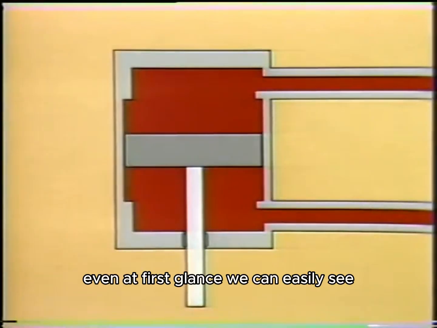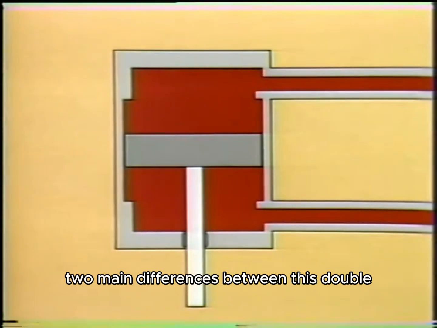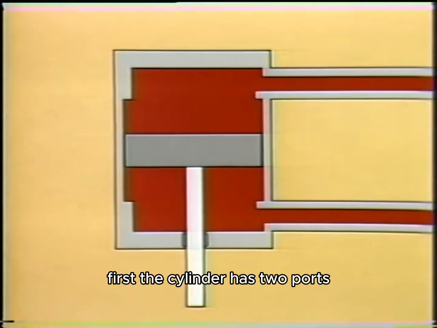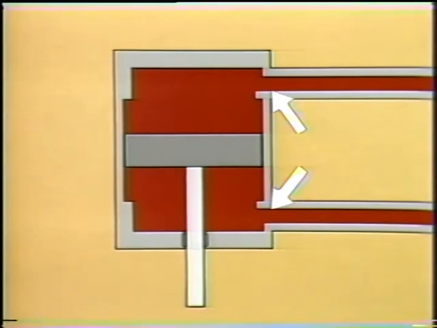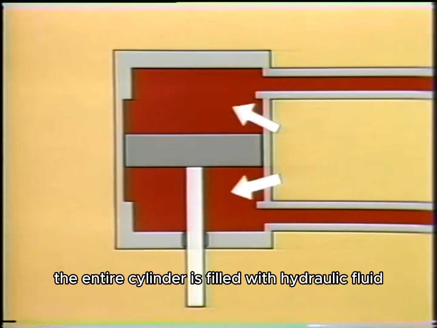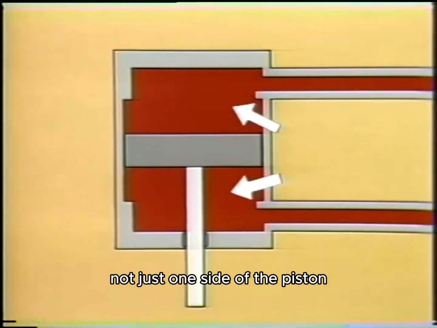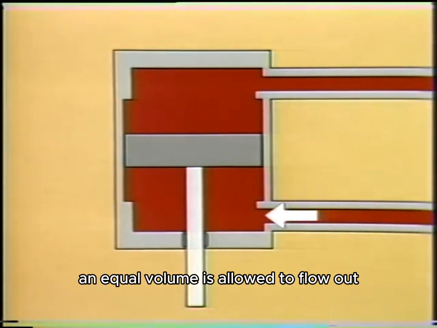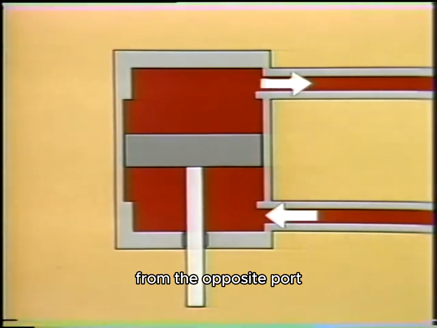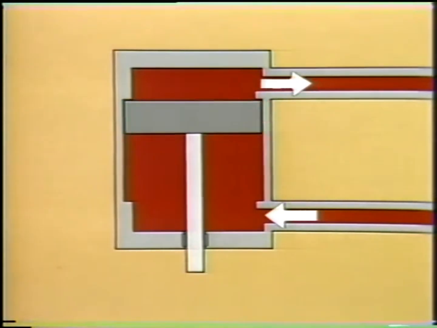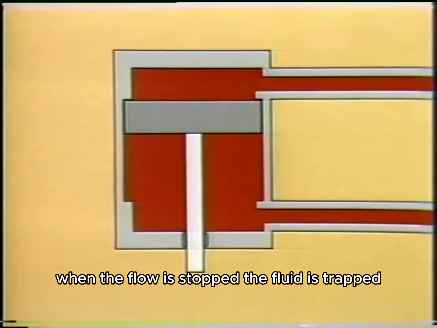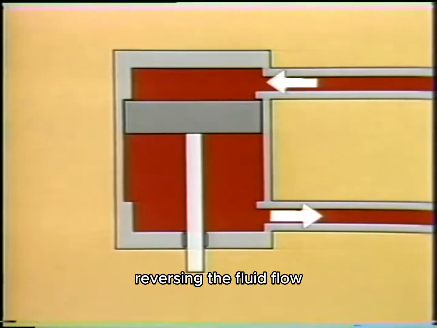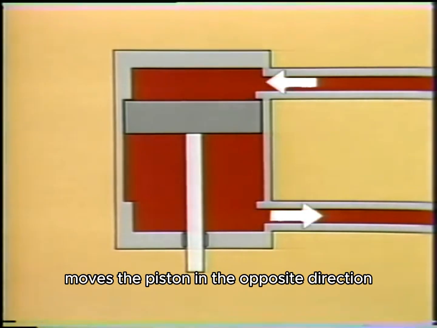Even at first glance, we can easily see two main differences between this double-acting actuator and the single-acting types we looked at earlier. First, the cylinder has two ports. And second, the entire cylinder is filled with hydraulic fluid, not just one side of the piston. When fluid flows into this port, an equal volume is allowed to flow out from the opposite port. When the flow is stopped, the fluid is trapped. The piston can't move in either direction. Reversing the fluid flow moves the piston in the opposite direction.